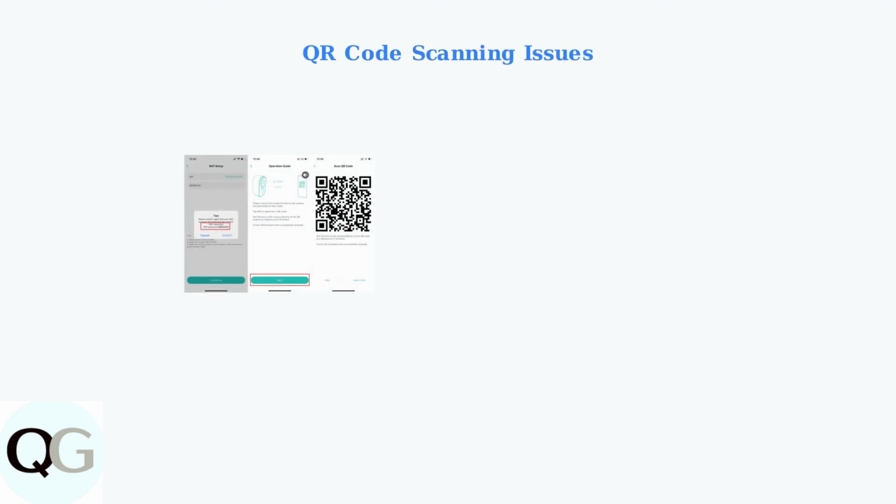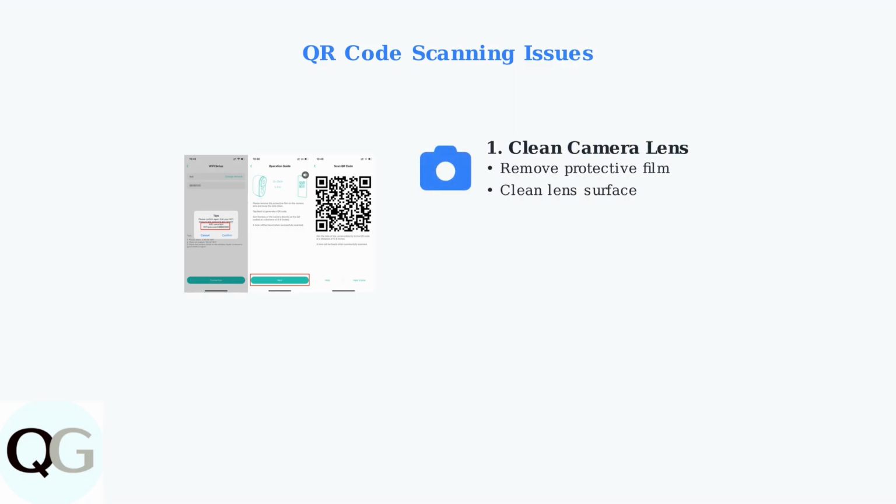Having trouble scanning the QR code during camera setup? Here are the key steps to resolve this common issue. First, clean the camera lens thoroughly and remove any protective film that may be covering it. This is a crucial step that many users overlook.